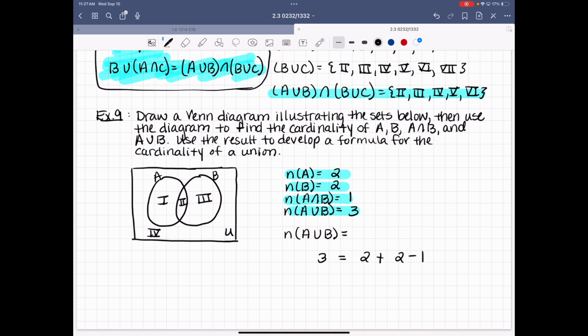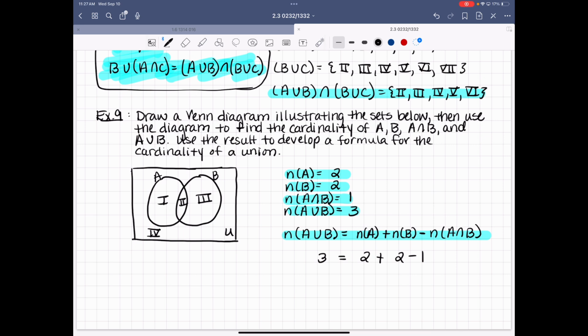Well, who is 2, really? One of the 2's is the cardinality of A. The other 2 is the cardinality of B. And then the 1 came from the cardinality of A intersection B. Ta-da! You just wrote your formula for the cardinality of the union. You didn't think you'd do that, and you did it.